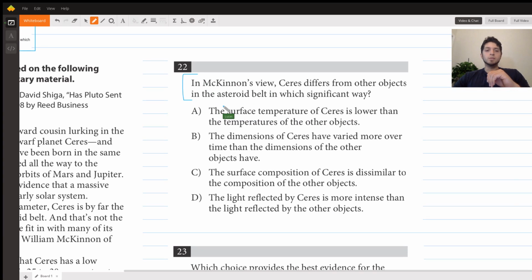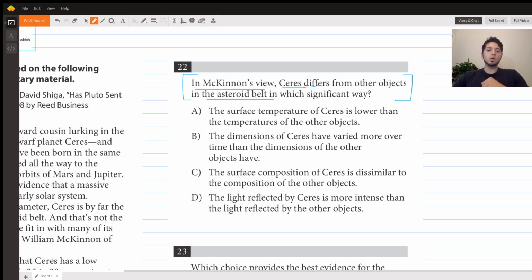So 22 says, in McKinnon's view, Ceres differs from other objects in the asteroid belt in which significant way? And here's where I want to start, just by highlighting the important things. Obviously we need to find some reason why Ceres is different from other objects in the asteroid belt. Okay, that's pretty straightforward. The other detail to pay attention to is this part, which says, in McKinnon's view.